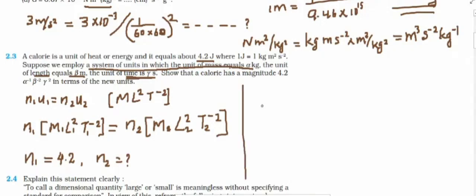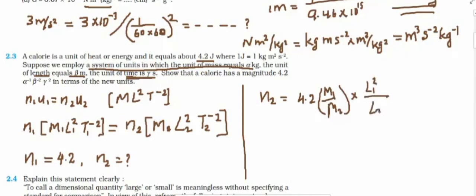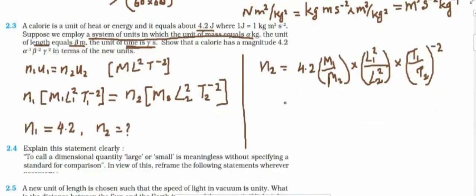So here you can cross multiply the equation. n2 is equal to 4.2 into M1 divided by M2 into L1 square divided by L2 square into T1 by T2 raised to minus 2.